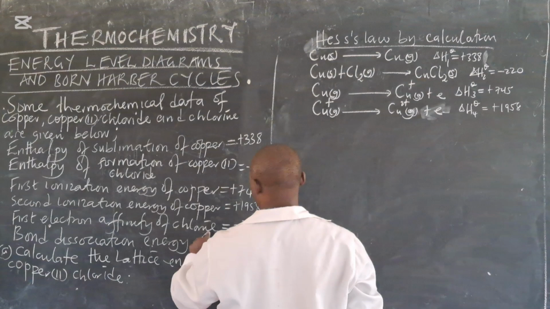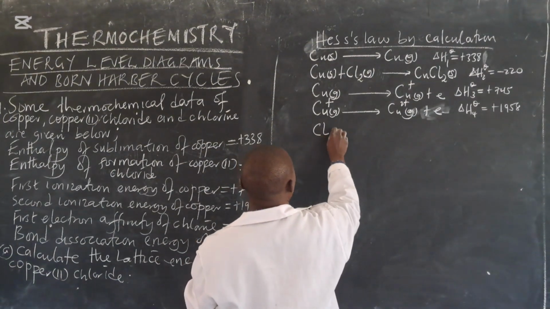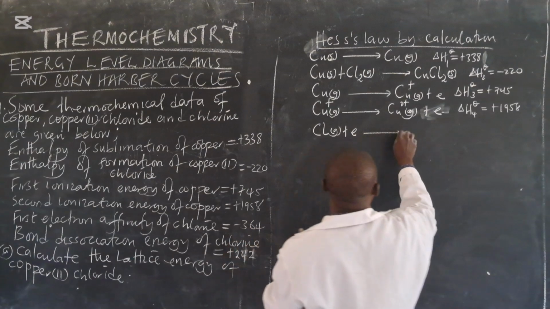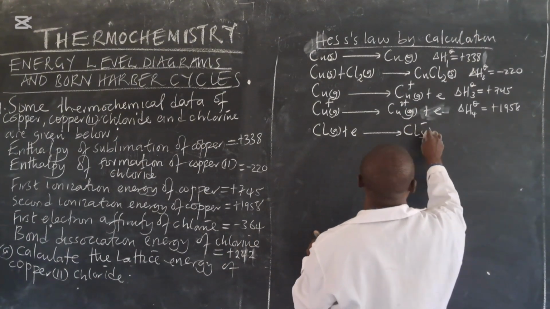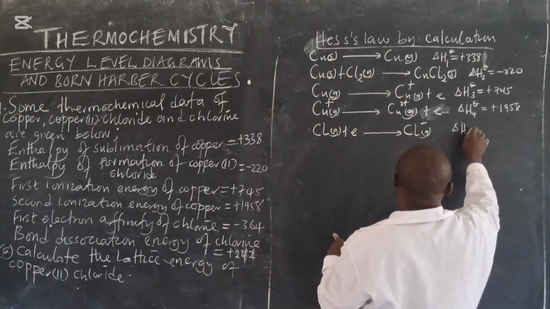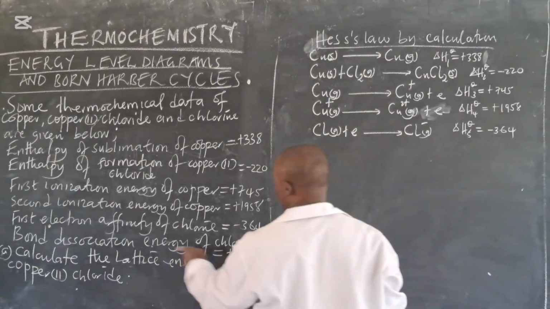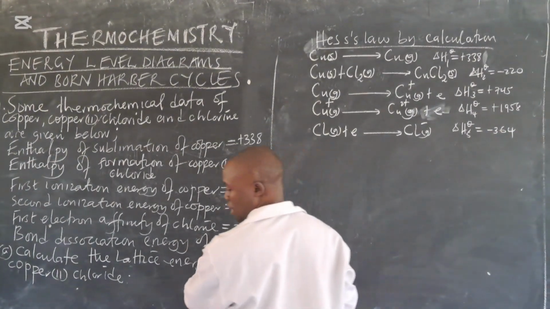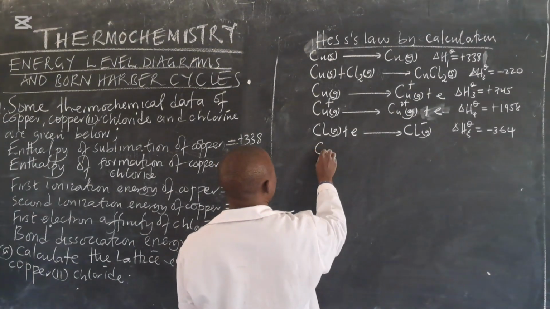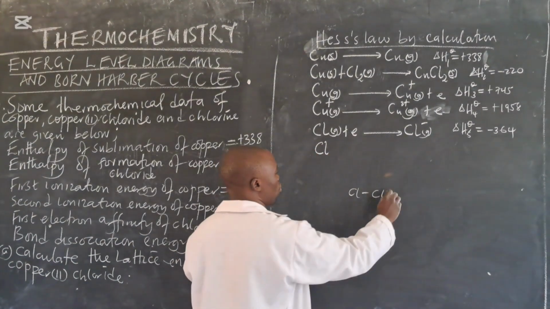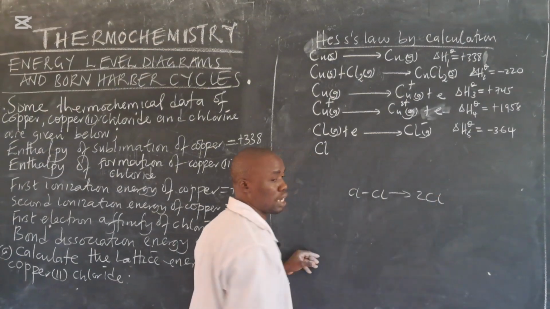First electron affinity of chlorine, that's converting gaseous atoms, 1 mole, into gaseous ions by adding an electron, according to the definition. So here you are getting negative 364. Then bond dissociation energy of chlorine, that means you are breaking a bond in the chlorine molecule to release it into gaseous atoms.